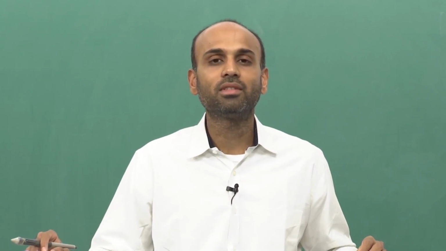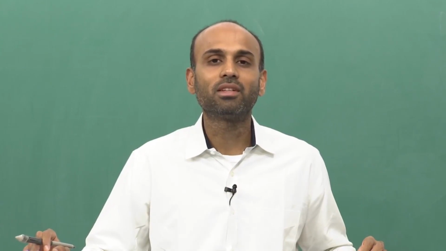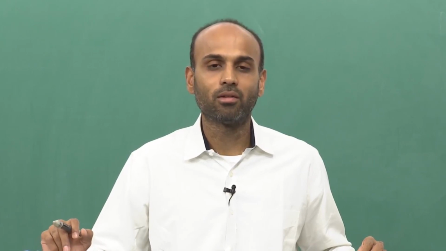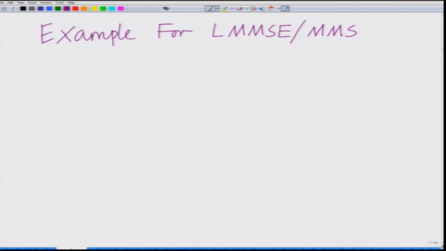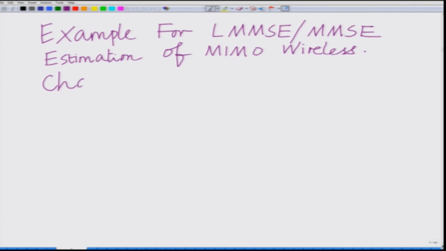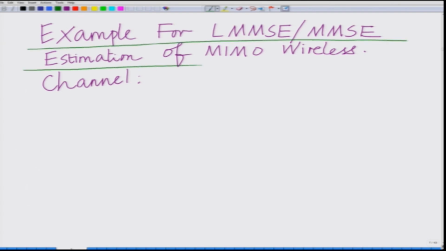So, we have derived the LMMSE estimate as well as the estimation of the covariance for LMMSE estimation. Let us now do a simple example to understand this better. In today's module we are going to do an example for the LMMSE or MMSE estimation. Example for LMMSE or MMSE estimation of a MIMO wireless channel.